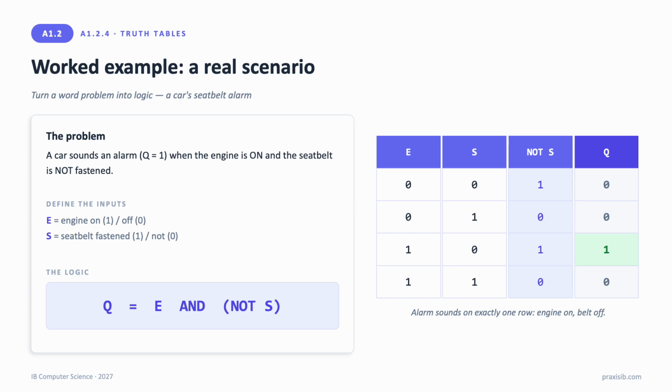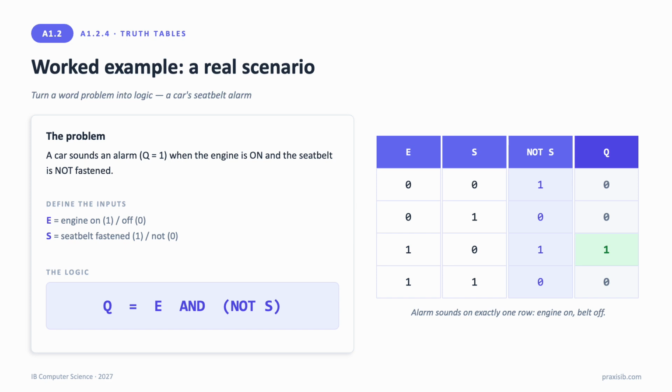Step 1, and this is really important, define your inputs clearly. Let's say E stands for the engine, 1 if it is on, 0 if it is off. And S stands for the seatbelt, 1 if it is fastened, 0 if it is not. Step 2, translate the English words into logic. The word AND becomes an AND gate, and not fastened means we need the seatbelt input to be flipped, inverted. So that's NOT S. Put it together and the alarm Q equals E AND NOT S.